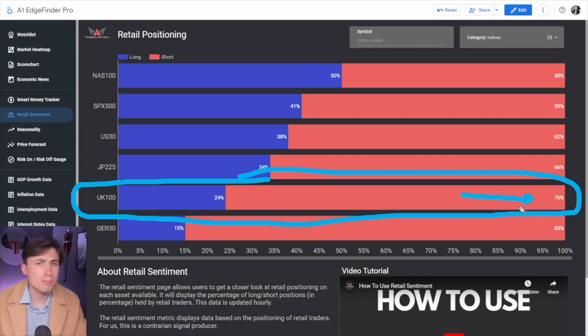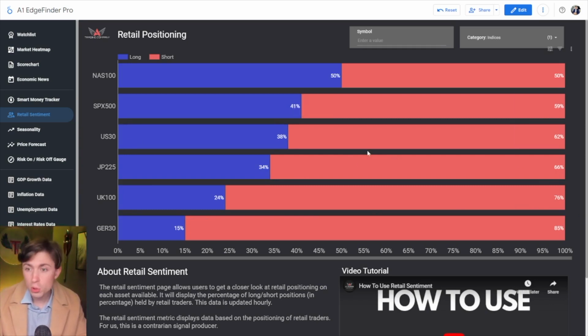short because 76% of the retail crowd is short. And who knows, maybe there's some funny business where hedge funds or banks may push liquidity against the short traders or the short bias traders on the retail side. It's something to think about. And again, that's why we've made this data free and available on the Edge Finder free version. The link to that will be down below in the description, like I mentioned.